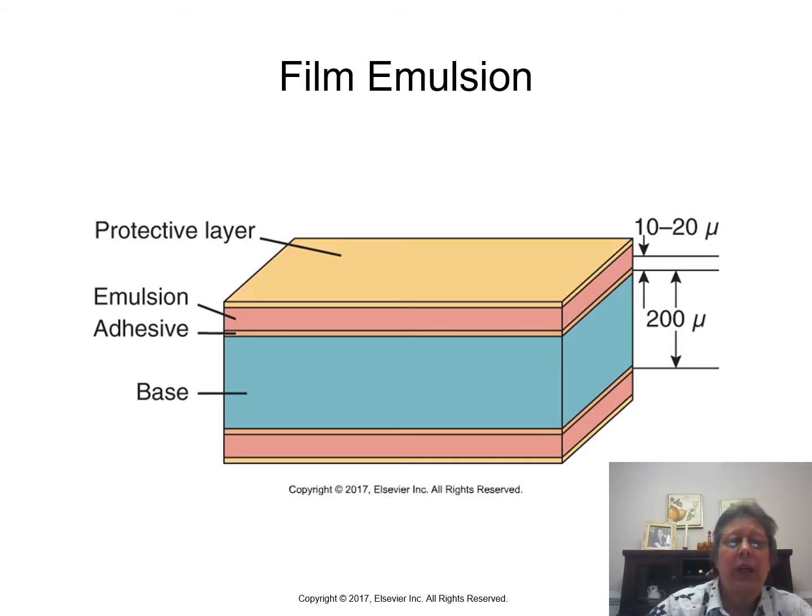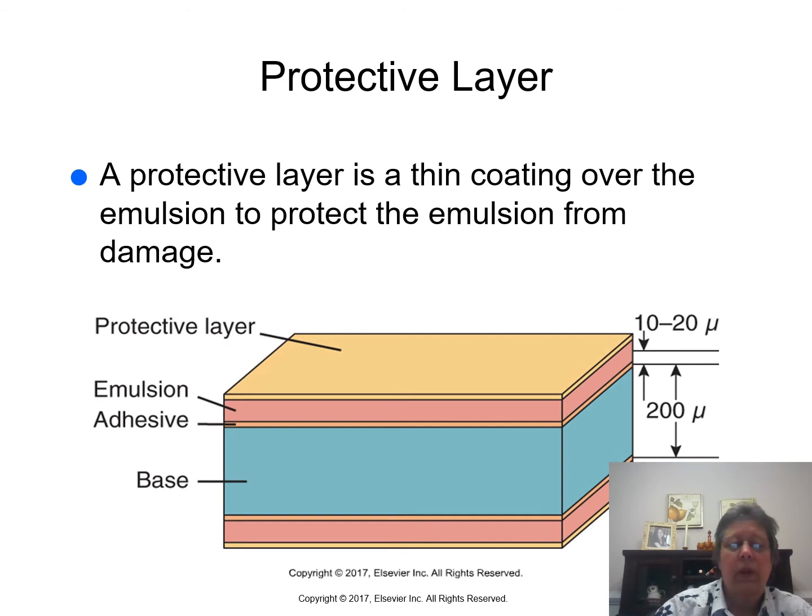And here again, we're looking at the same diagram. Here is our film emulsion. And of course, it is also on both sides of the film. And lastly, we have the protective layer. It's going to be on both sides of the film as well. It is also a very thin coating that covers over the top of the emulsion, like we talked about, to protect it from damage and protect it throughout the processing procedure.